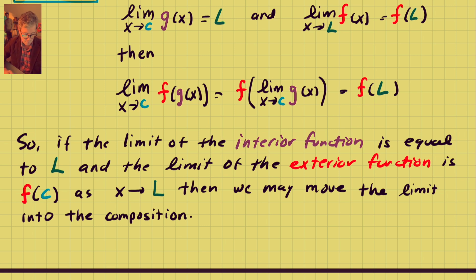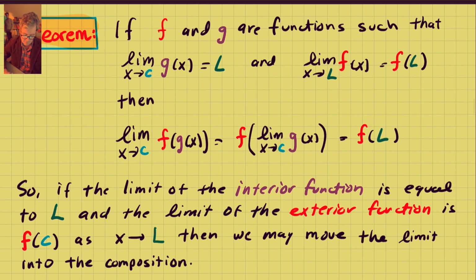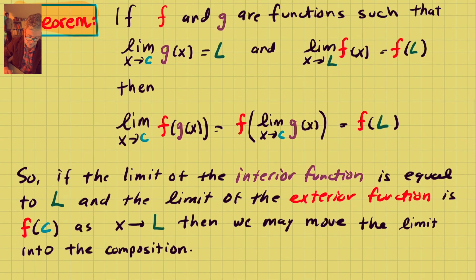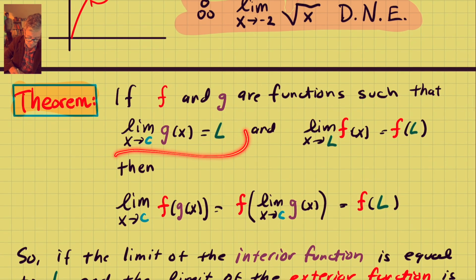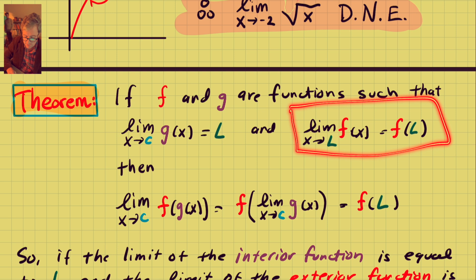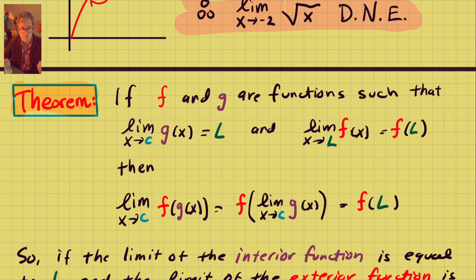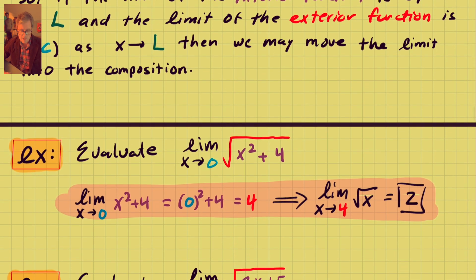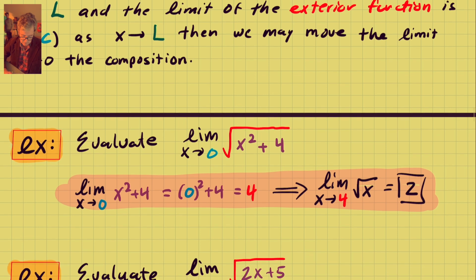Okay, and so this may seem very wordy and difficult, right? But the idea here is that if we know the limit of the interior function is equal to L, and we know the limit of the exterior function as we approach L, then we can do this maneuver. Okay, let's see an example here. This is something that becomes a lot clearer when you take a look at an example.